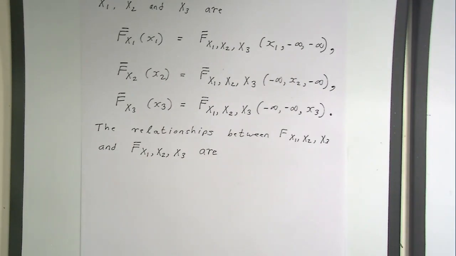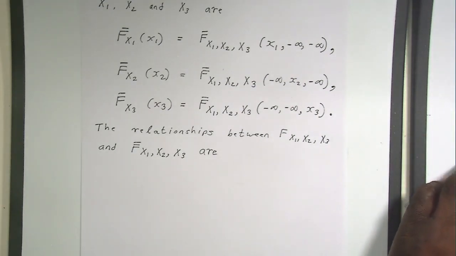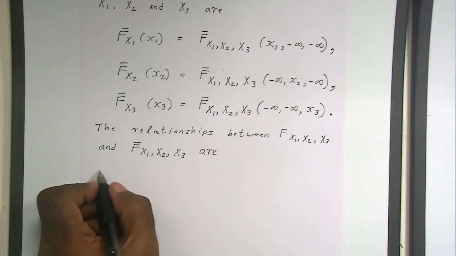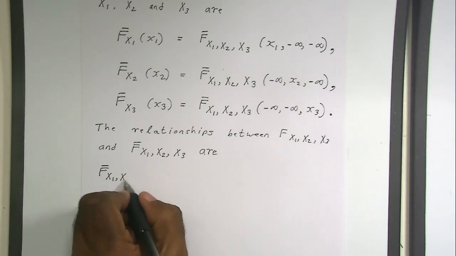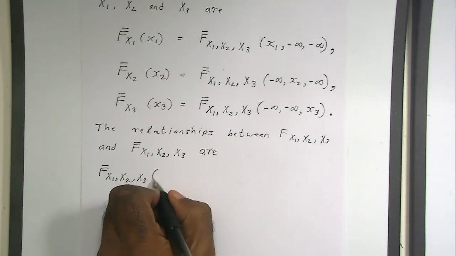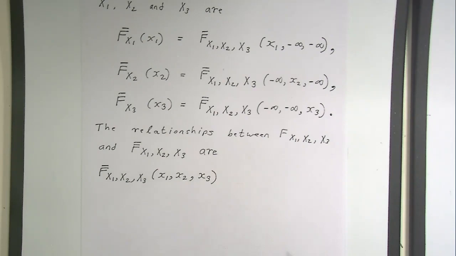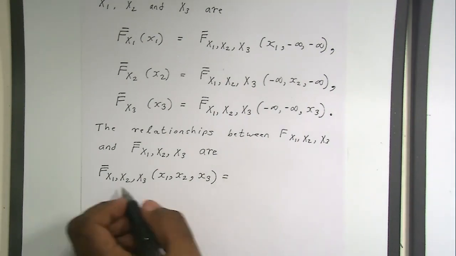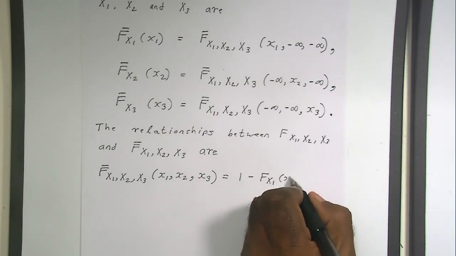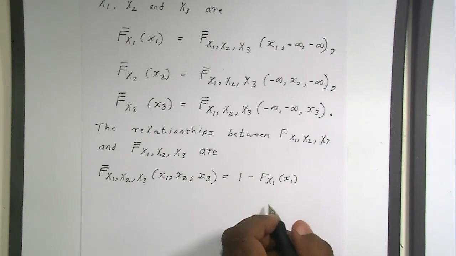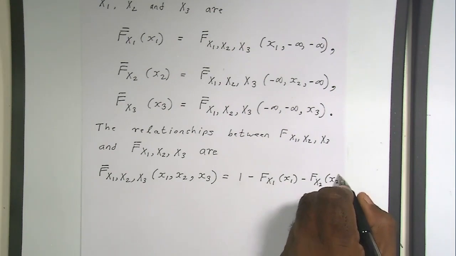The relationship between F and F bar is as follows. Let me first write down the relationship of F bar in terms of F. So it's going to be F bar equals 1 minus, it's going to take me a while, please wait.